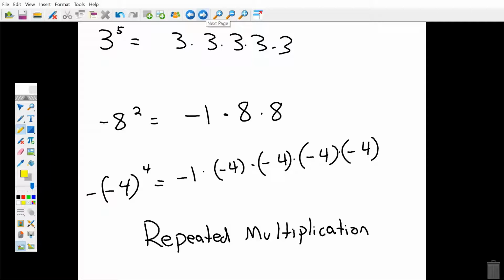3 to the power of 5 is 5 threes, right there. When you have a negative sign with no brackets, that negative 1 is going to be on its own, times 8 times 8. Over here, we've got the negative 1, and then we have a negative 4 to the power of 4 in brackets, so then we're going to write 4 negative 4s.